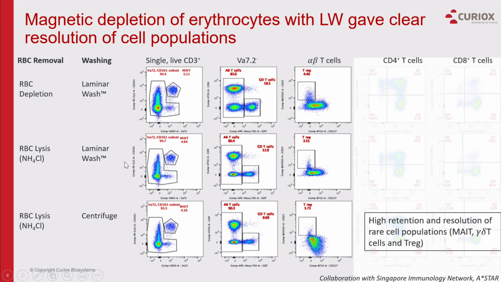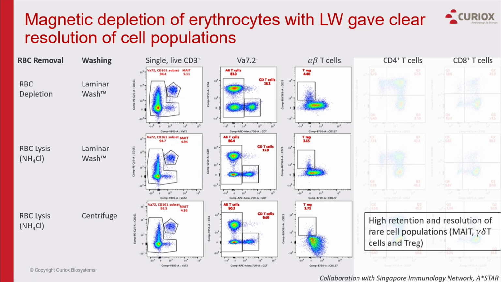We still get a pretty good retention and resolution when we use ammonium chloride lysis in combination with laminar wash, although it's not quite as good, as you can see in the Treg cells. And finally, if we do the final comparison with ammonium chloride, look how we're losing these really precious populations of gamma delta T cells here and in the regulatory T cells.